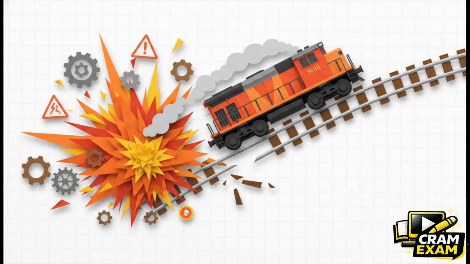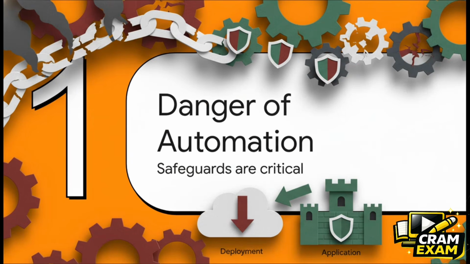Because you built a blazing fast CI/CD pipeline, but you completely forgot to build the brakes. You optimized for speed over operational safety. Section 1. The danger of automation. Why safeguards are critical for the DVA-C02 exam. The core mental model you must adopt right now is this. Automation without safeguards is incredibly dangerous.